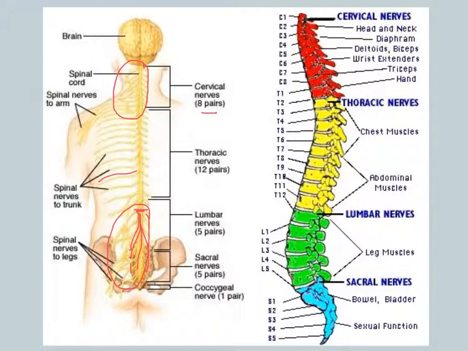If you notice over here that they've color-coded it, these cervical nerves tend to be affecting things from your head and your neck down to your hand. Your thoracic nerves are primarily involved in your chest and abdominal muscles. The lumbar nerves are what are controlling your legs, and the sacral nerves are involved with some other important functions, sexual functions and excretory functions.